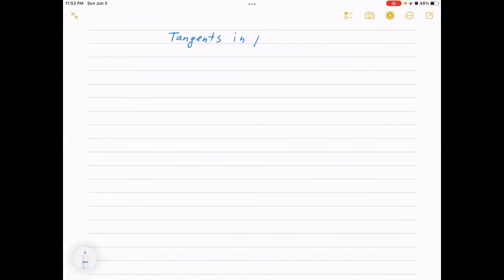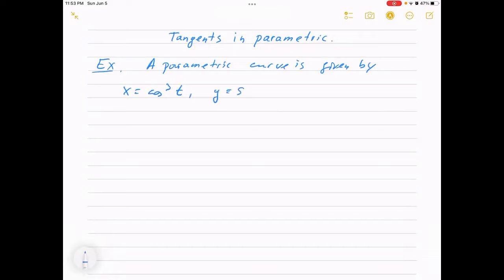Tangents in parametric. Say we have the following situation. We have a parametric curve given by x equals cosine cubed t, y equals sine squared t.